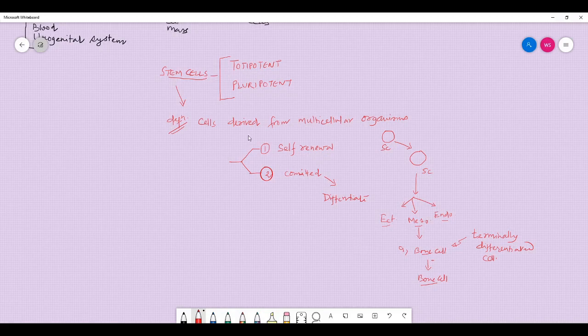In addition, stem cells have a property: they don't obey the Hayflick limit.